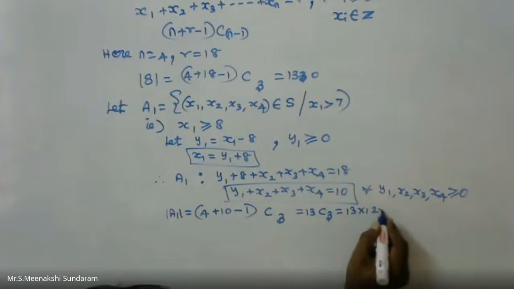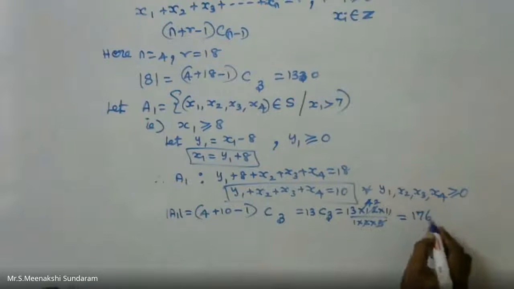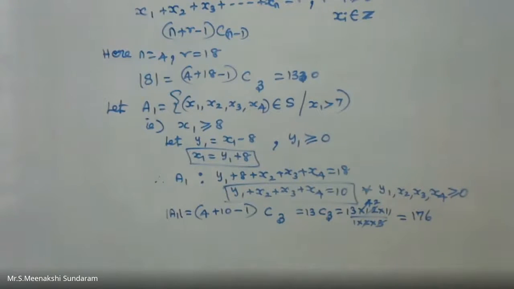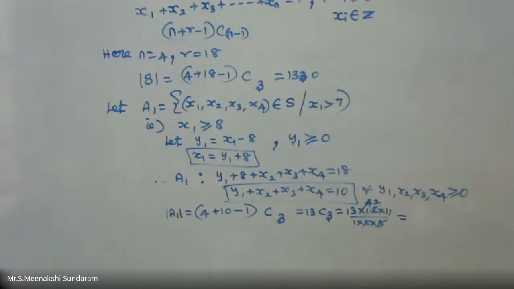It is 13 into 12 into 11 divided by 1 into 2 into 3. If you cancel, 2 into 6 gives 26. 26 into 11 gives 286. Multiplying by 11, it should come to 286.